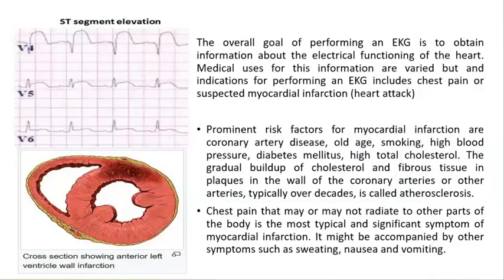The reason for performing an electrocardiogram is to obtain information about the electrical functioning of the heart. Medical uses of this information may vary, but one very important indication is chest pain or suspected myocardial infarction, or heart attack. One indicator of a heart attack displayed in an electrocardiogram is ST segment elevation. As you can see here, this is the QRS, and it's supposed to go down, but it keeps going up and it forms an elevation. This one, see there's an elevation in here, and this one is supposed to go down here, but it doesn't. And unfortunately, this ST segment elevation is associated with a heart attack.